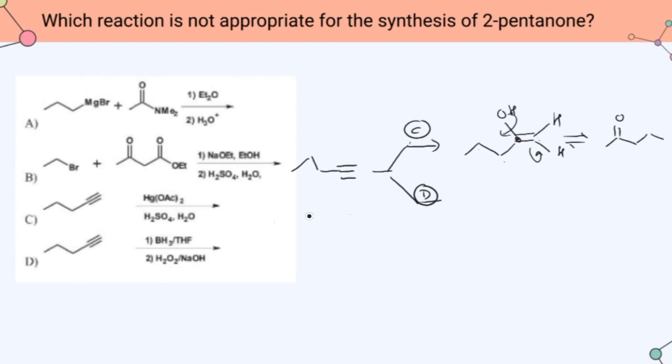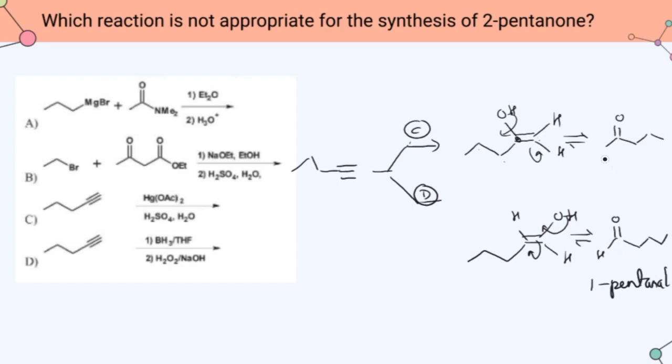So let's verify that. In the presence of borane in tetrahydrofuran followed by peroxide in basic medium, it will undergo anti-Markovnikov addition of water. That means what? Here we are adding H, right? But instead of that, we are going to add OH here. Here we are adding OH, but here we are going to add the H. So this also will undergo tautomerization. Since it is happening at the terminal carbon, we are going to get the carbonyl, and this is nothing but 1-pentanal.